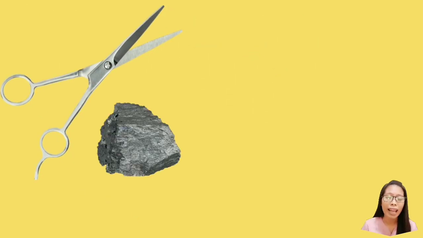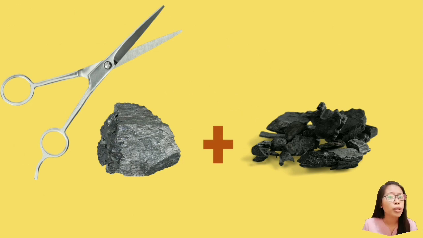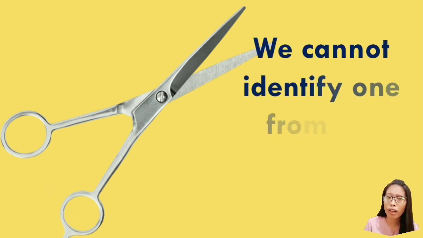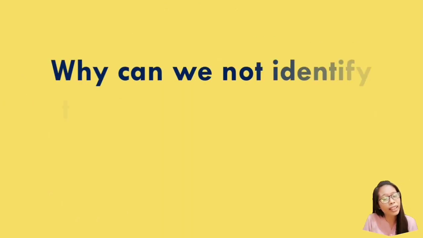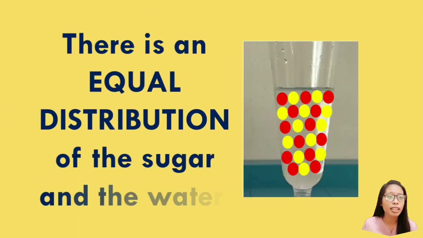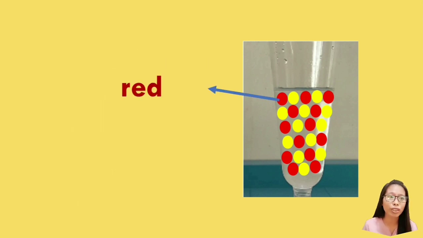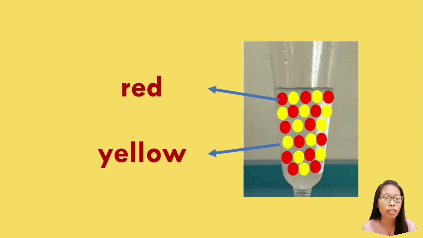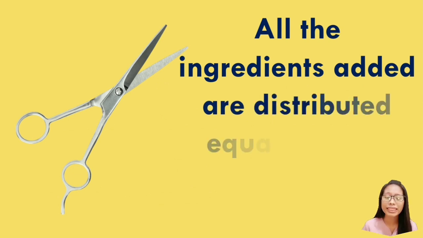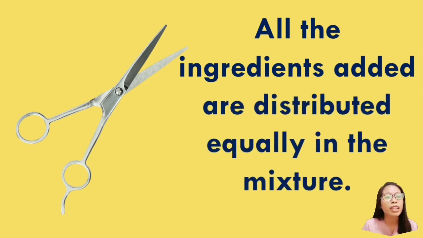A Caesar is made up of iron ore and carbon, but when we look at it closely, we cannot identify one from the other. Why can we not identify the substances mixed? Because there is an equal distribution of the sugar and the water, as illustrated by the red and yellow circles. The same goes with the Caesar. All the ingredients added are distributed equally in the mixture.